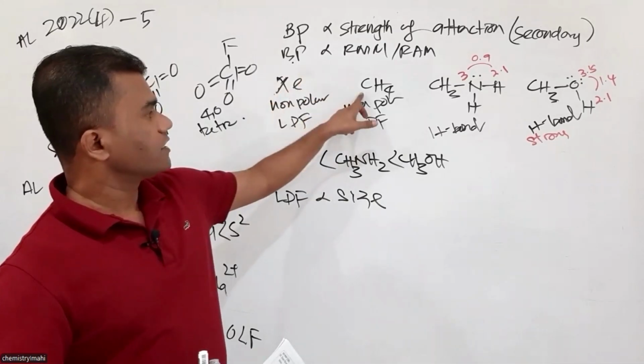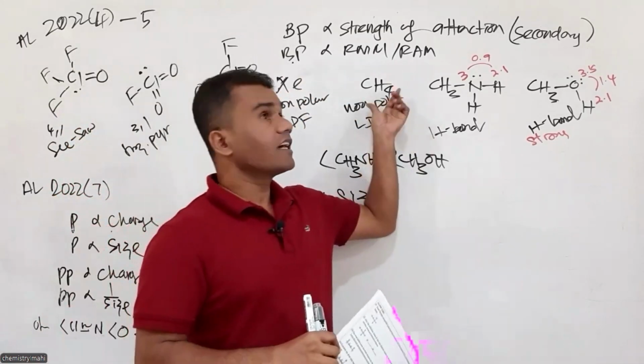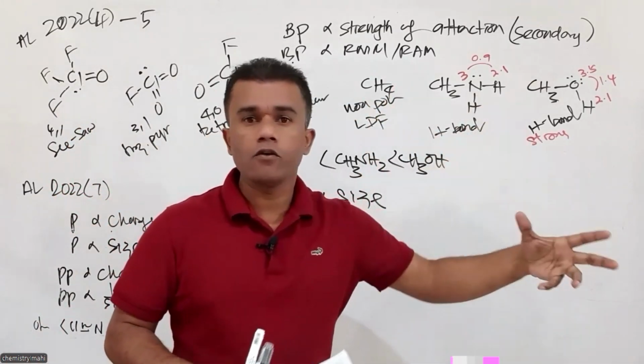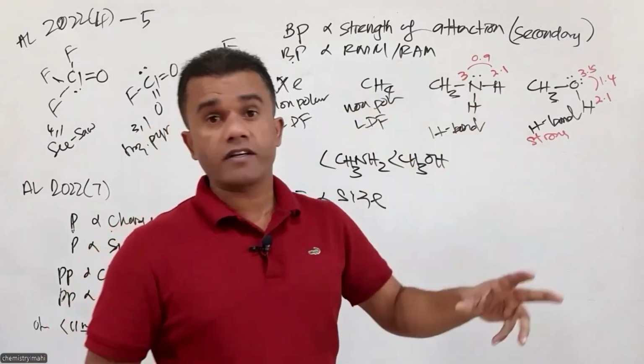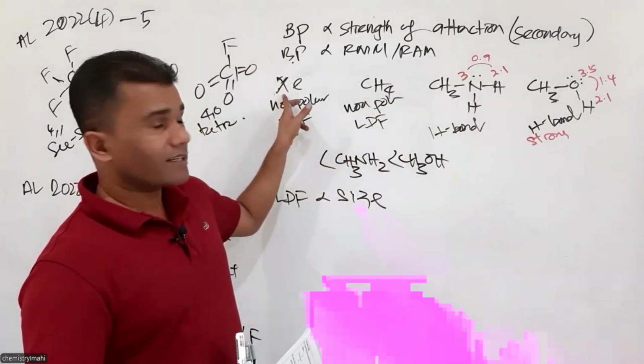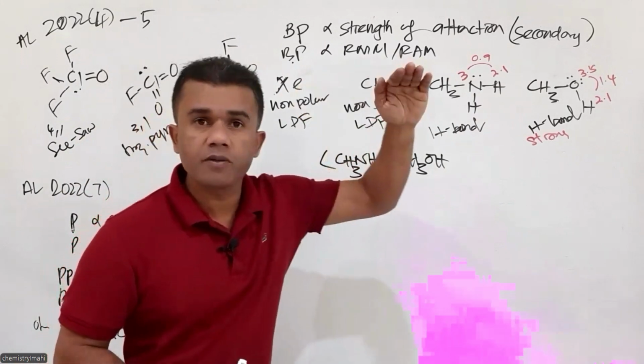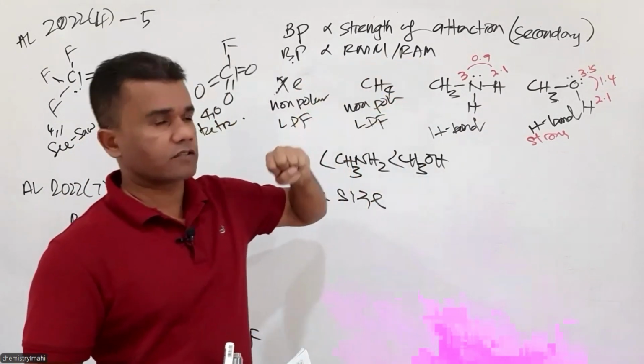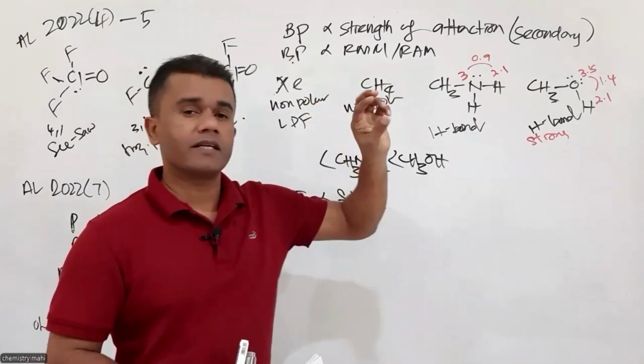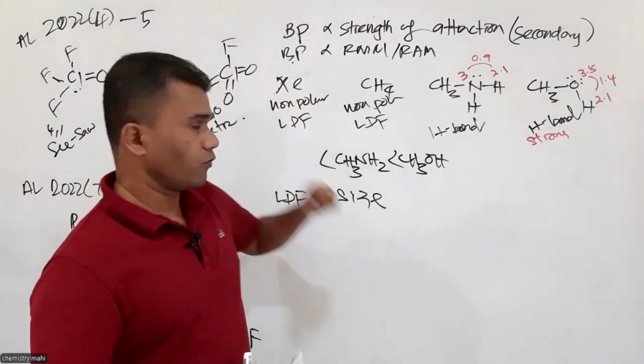Then xenon and CH4. CH4 seems like a molecule, carbon and 4, then total 5 atoms. Xenon is just one atom, so this should be larger? No, because hydrogen is first period, a small atom, the smallest one. Carbon is second period, that's also small. But what about the xenon?